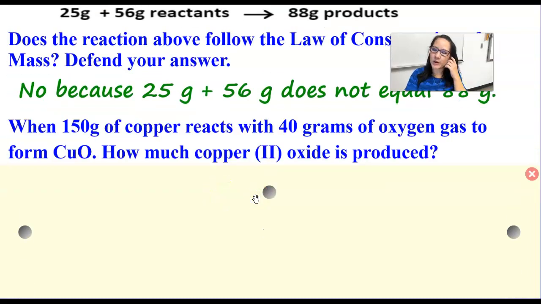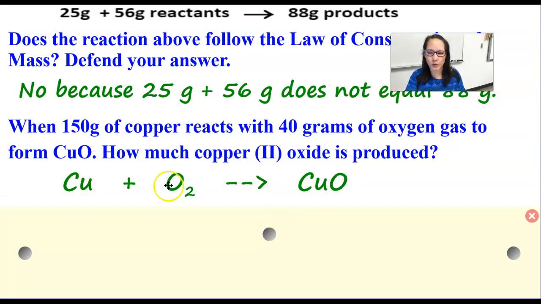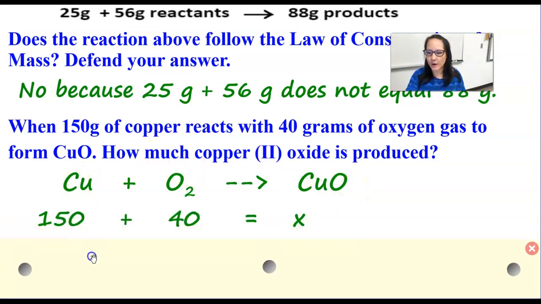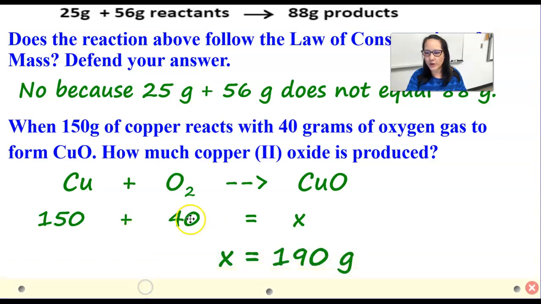When 150 grams of copper reacts with 40 grams of oxygen gas to form copper 2 oxide, how much copper 2 oxide is produced? So this is what that equation would look like. Copper plus oxygen yields or forms copper 2 oxide. And if I have 150 grams of the copper and it reacts with 40 grams of oxygen, then how much product do I have? I just add the two reactants together, and I get 190 grams of reactant. Therefore, I must have 190 grams of product.